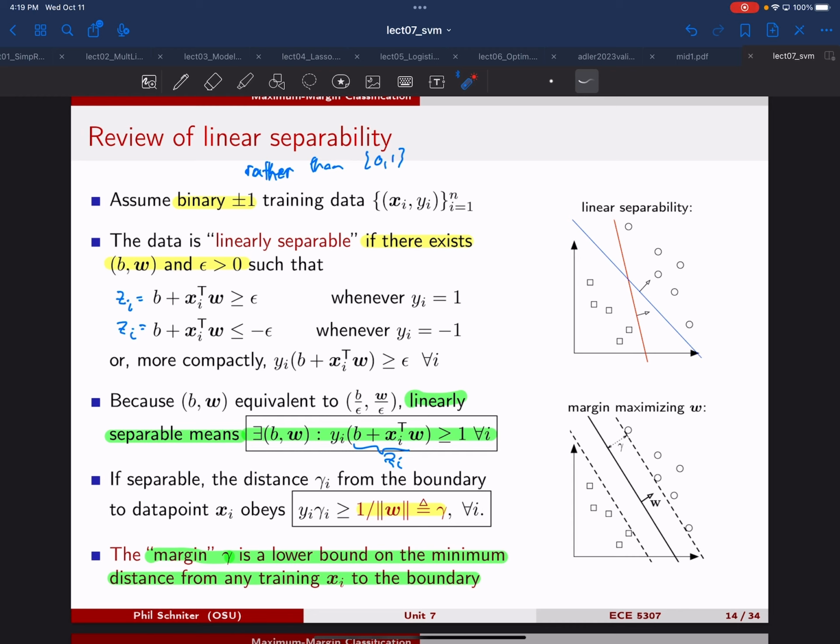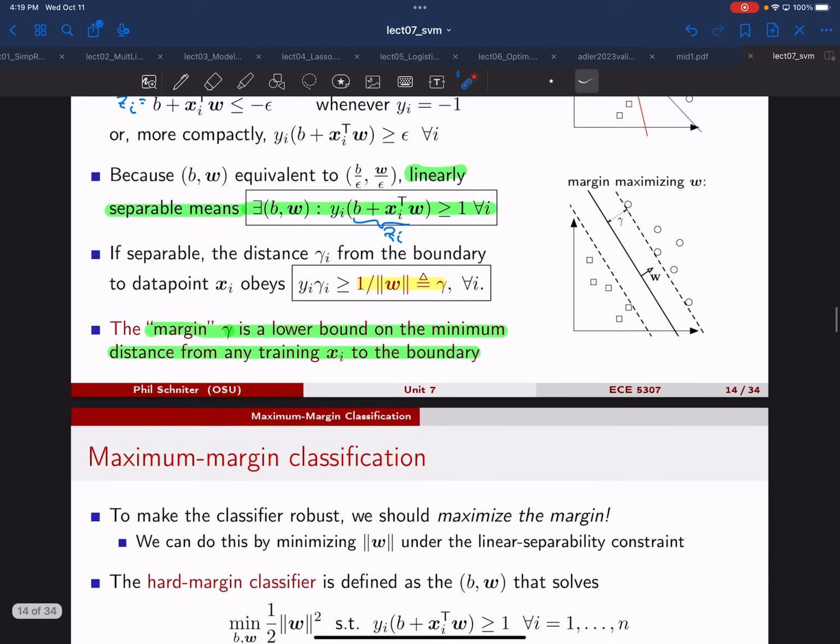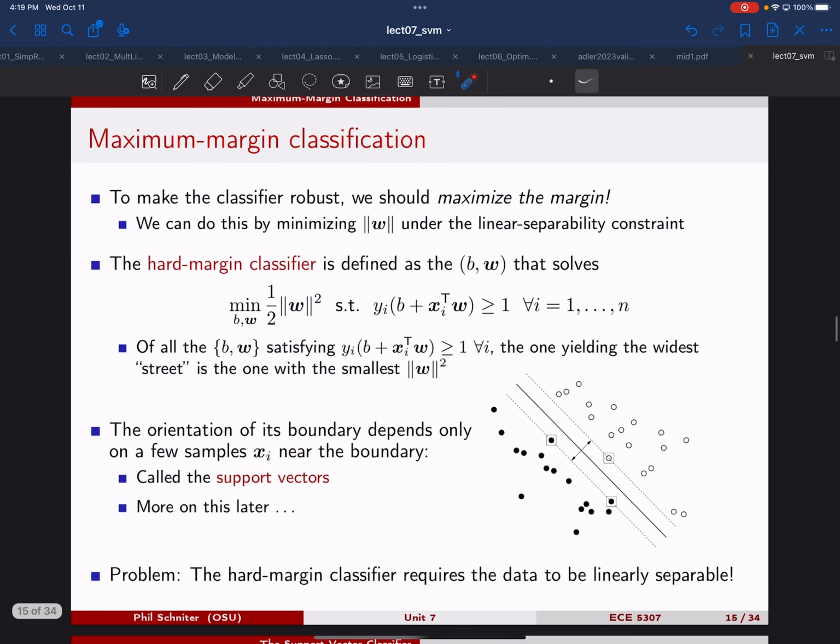So we really want two things. Number one, a classifier separating the data. Number two, for that classifier, we want that this margin is maximized. Okay, is that kind of clear? So with that, this is how we can do it. We'll call it the hard margin classifier. And this is the math problem, the optimization problem.